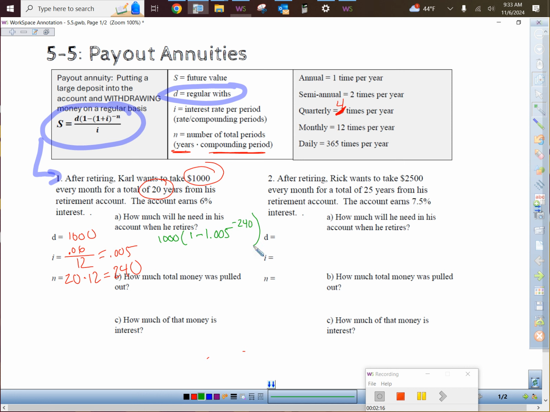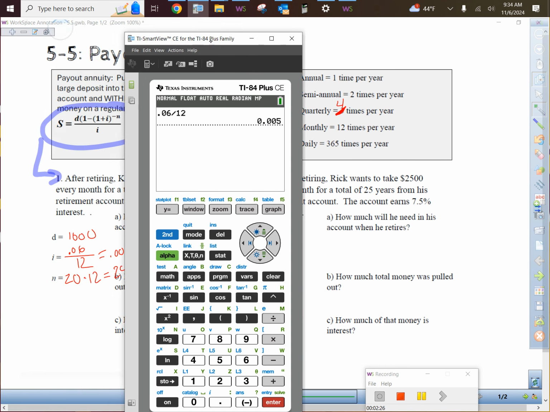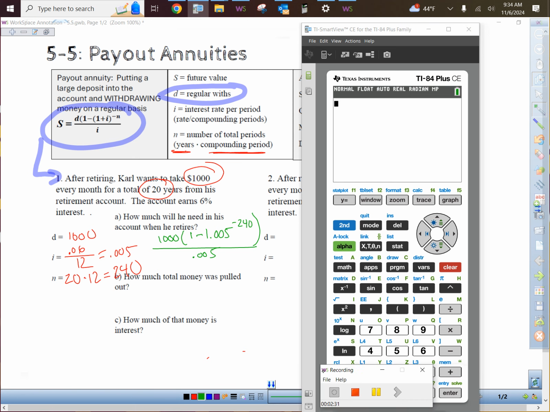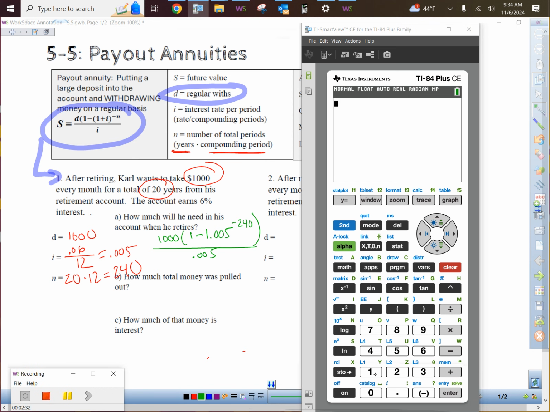Then we'll close up the parentheses there. Then we will divide that by I, which is 0.005. So this is a straight shooter in the calculator. Just watch your parentheses, put them where I asked you to put them. So let me move this out of the way. We will do 1,000. Please punch with me. Parenthesis 1 minus 1.005 to the negative 240th power. Close that up, divided by 0.005.